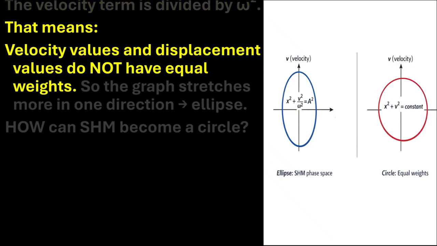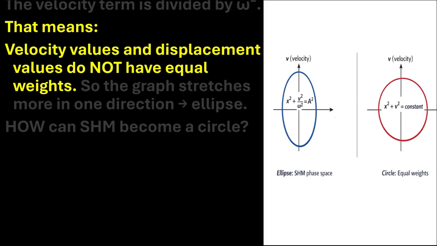This equation actually means that the velocity values and displacement values do not have equal weights. Why? Because x squared by 1 and v squared by omega square. This is what causes the velocity to be stretched along the y-axis. Now, can we make the stretching uniform to both x and v so that we can convert this velocity displacement from an elliptical shape to a circular shape?